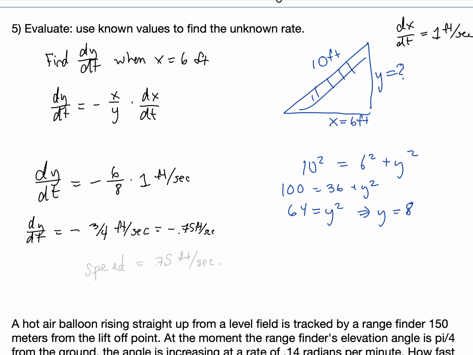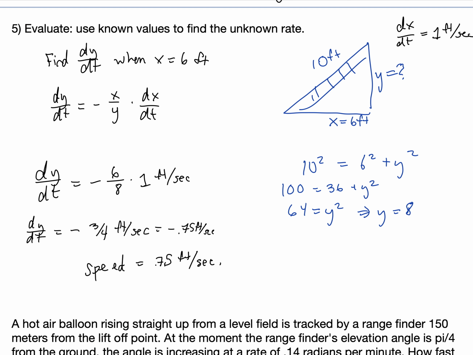Here it makes sense that dy/dt would be negative since it is going down, but if we wanted this to be speed, I think speed is always the absolute value of velocity, so speed would be 0.75 feet per second. Okay, here's another example.